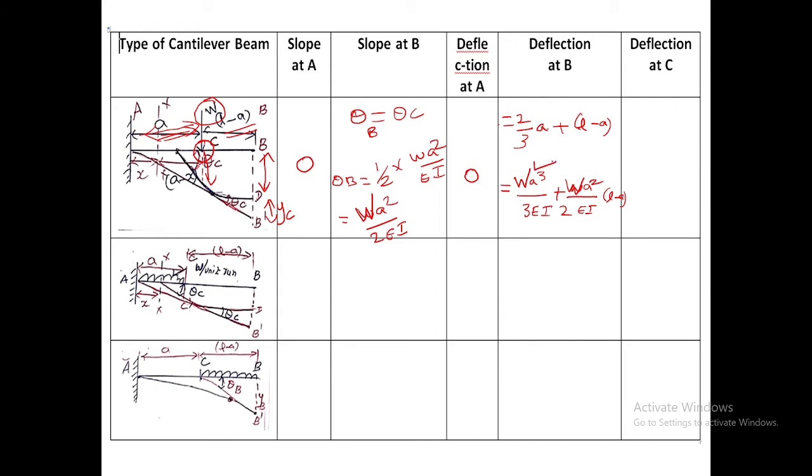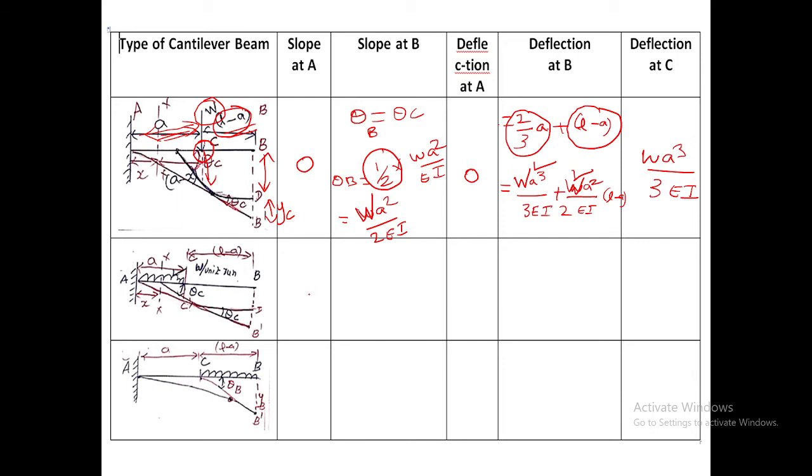Okay, YC is W a cube divided by 3 EI. So, remaining, B to D deflection is W a square divided by 2 EI into (3L minus a). Okay, this is L minus a. So, B to D deflection is W a square divided by 2 times a(L minus a). Deflection at point C is W a cube divided by 3 EI. At the next one, here 1 by 2, 2 by 3 a plus L minus a, two terms.